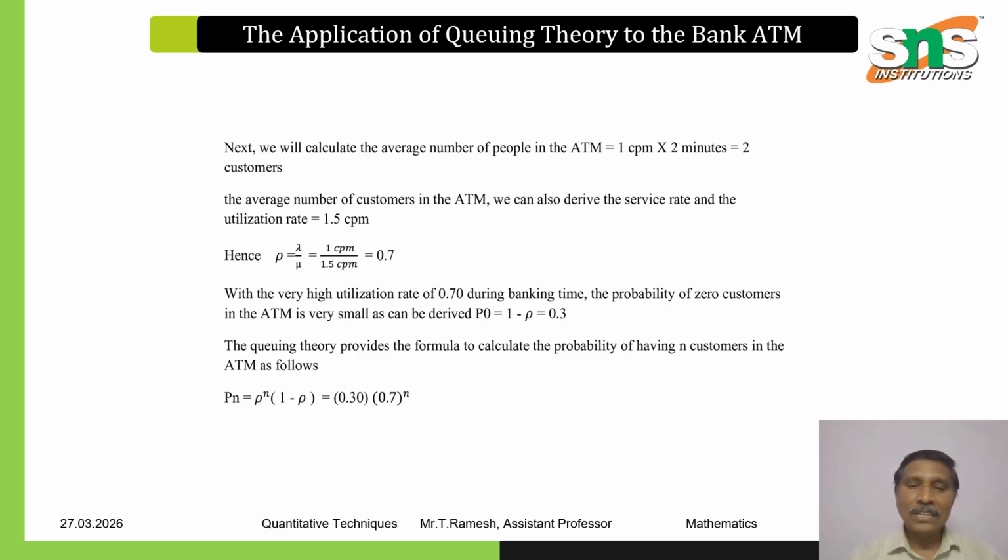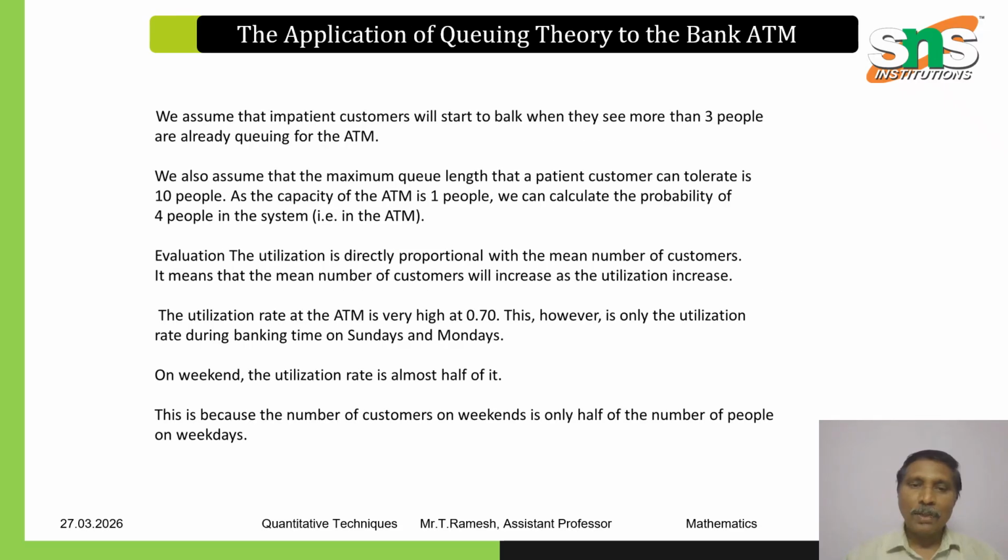With a very high utilization rate of 0.7 during bank time, the probability of zero customers in the ATM is very small, which can be derived. P0, that is 1 minus rho, is 0.3. So queuing theory provides a formula to calculate the probability of having n customers in the ATM: the probability of n customers is rho to the power n times (1 minus rho), that is 0.3 into 0.7 to the power n. From that, we calculate the number of customers arrived. So consequently, we calculate the probability value.